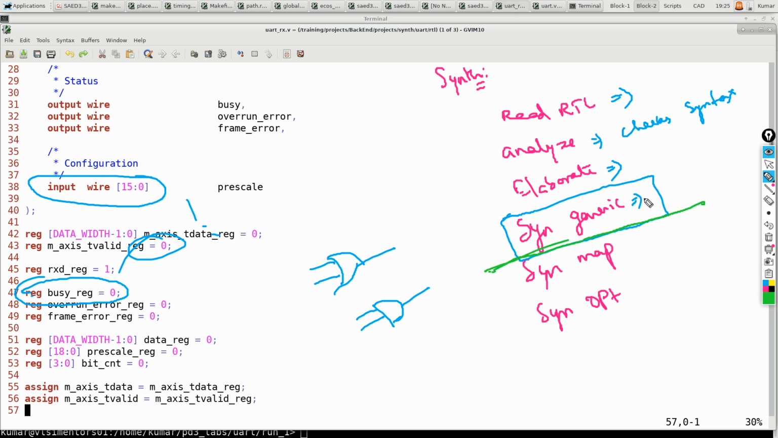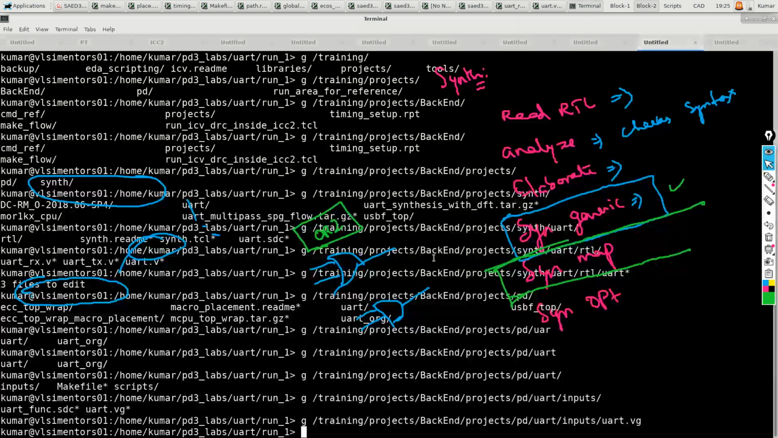Once generic synthesis is done, syn map is basically mapping to your library. Here, how many inputs are there, and what is the cell? This is a simple cell, an OR gate with two inputs. Now when you run syn map, what are all the different cells in your library for the OR? See, if I have to ask you this.